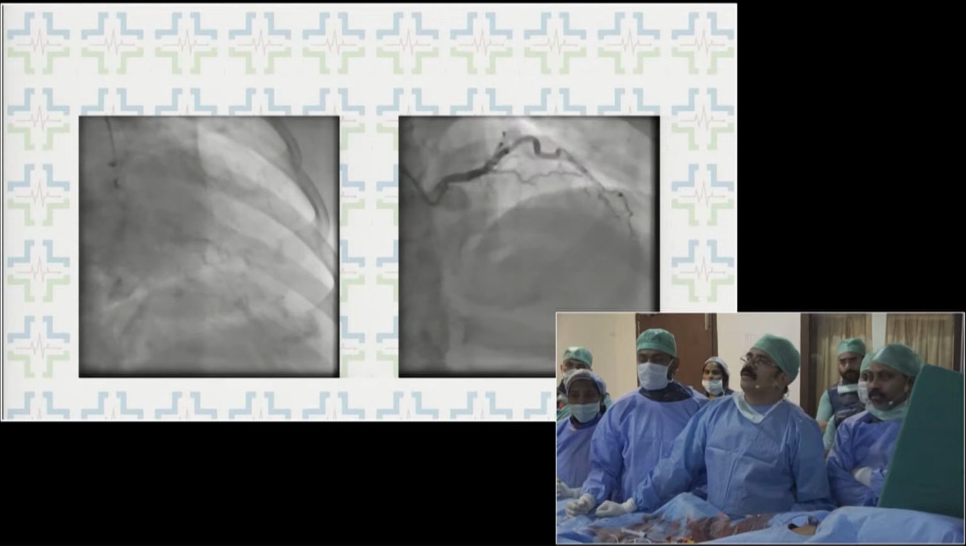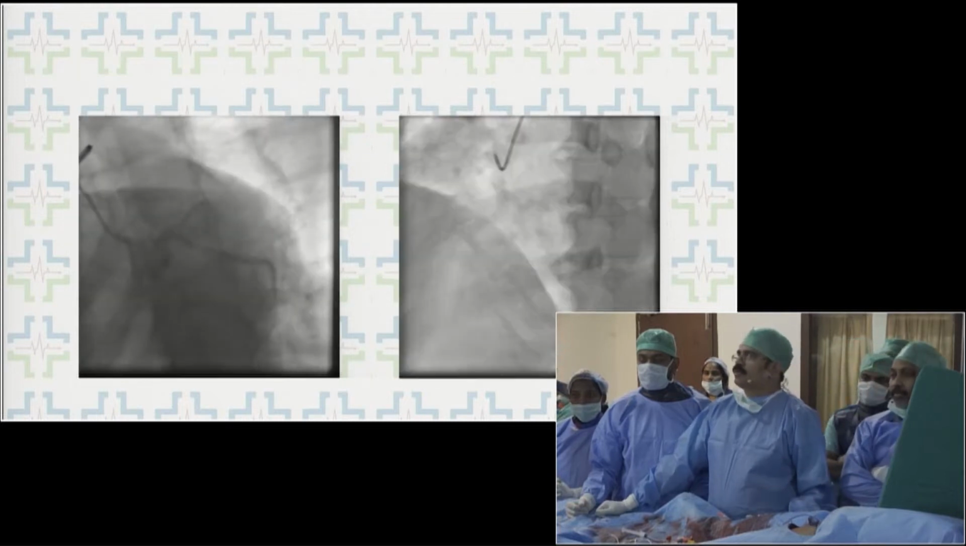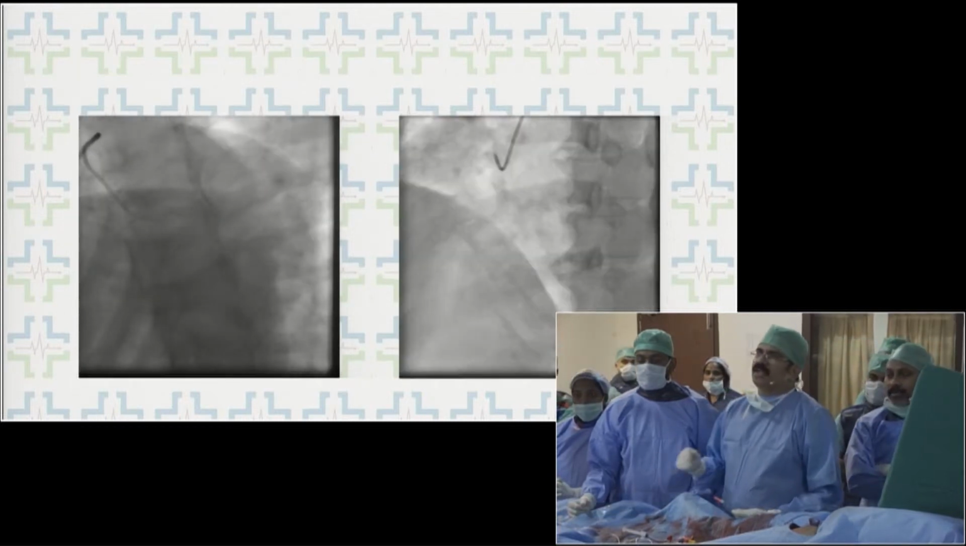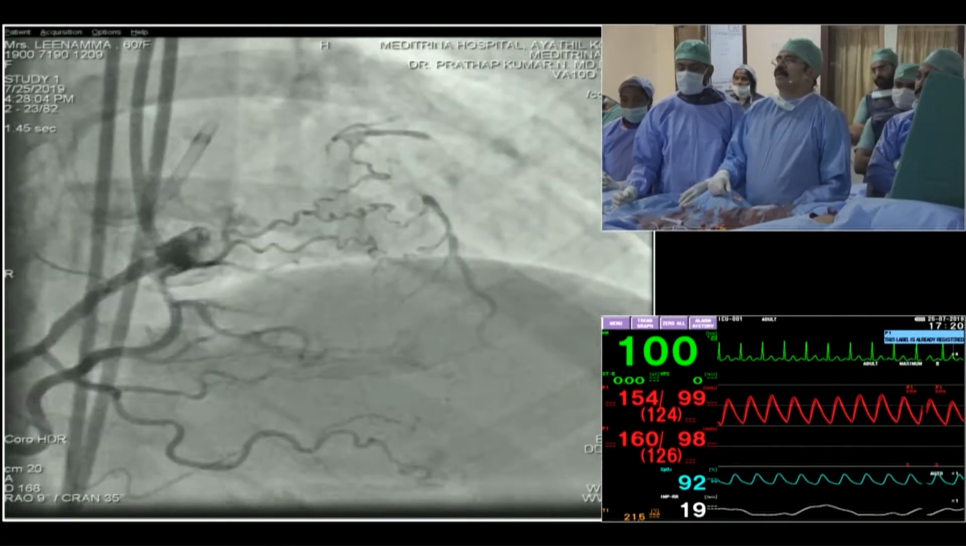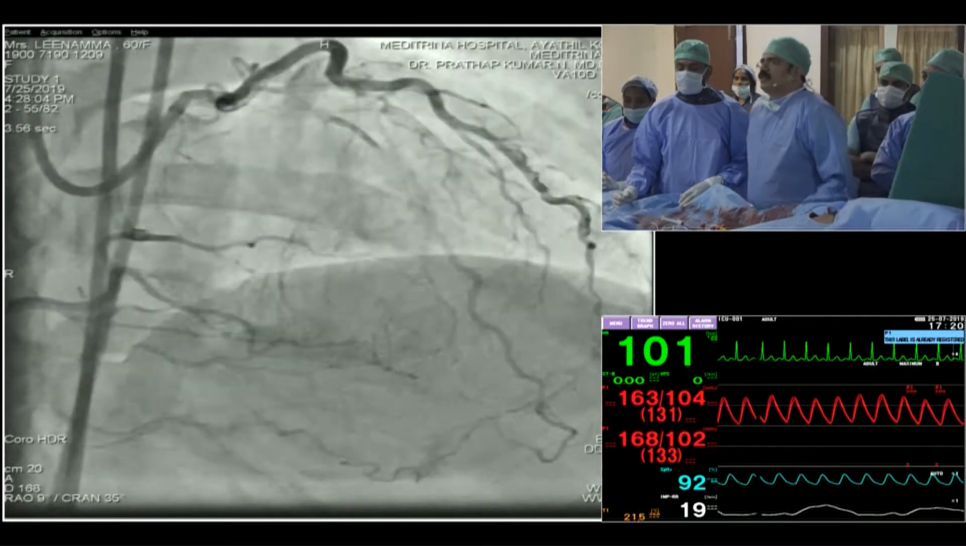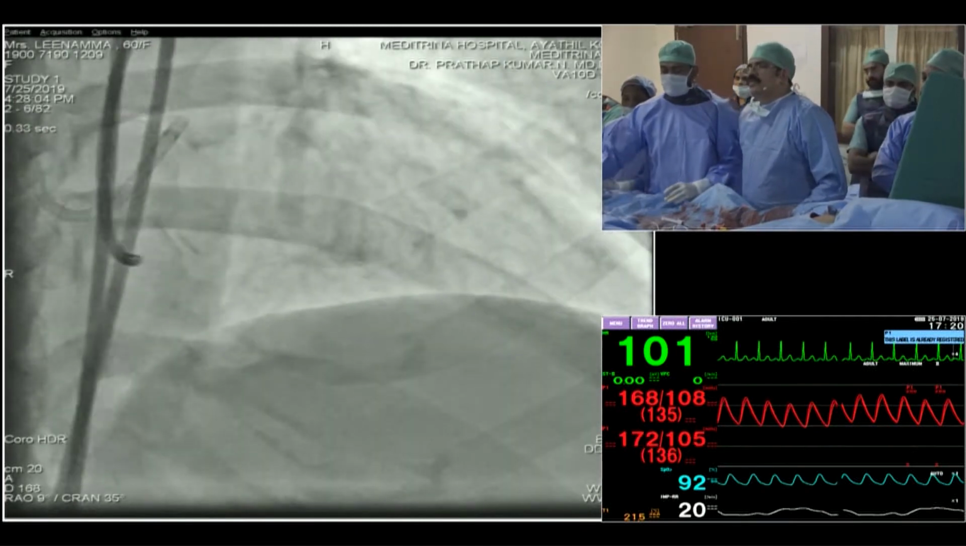Now the patient came here for PCI. We'll show today's angiogram. This is the first angiogram. It's a long CTO from the ostial LAD.